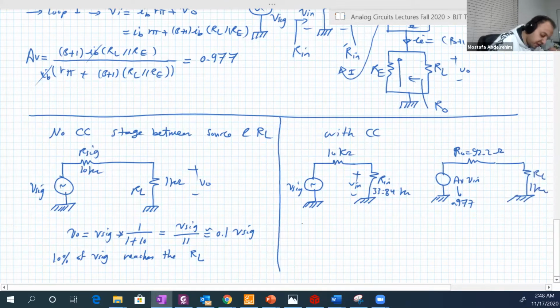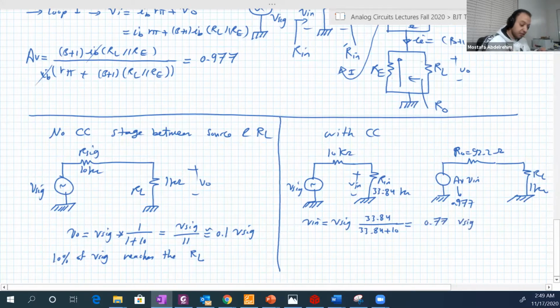Good. So first, V input is V signal multiplied by our input, 33.84 over 33.84 plus 10 kilo. This is basically 0.77 V signal. Good. So here is V output. V output is equal to AV V input. We have AV is 0.977, and V input is 0.77 V signal, so that's known.